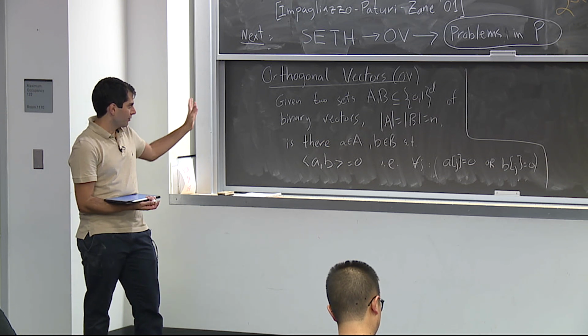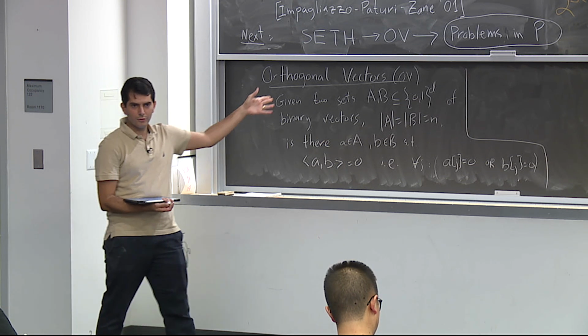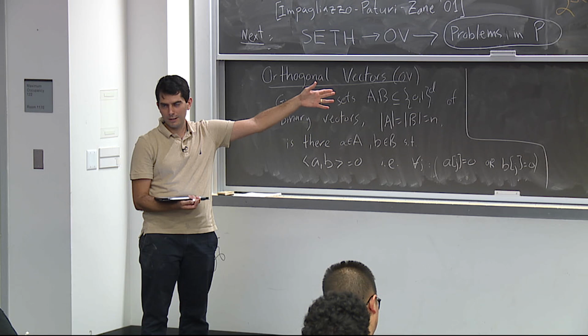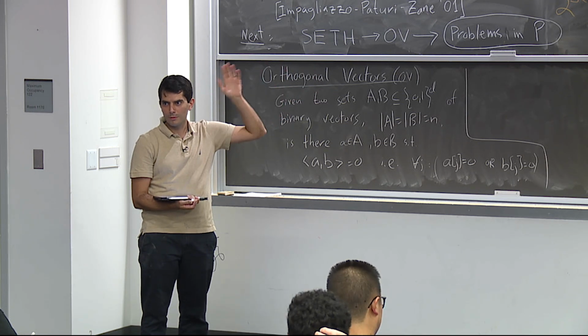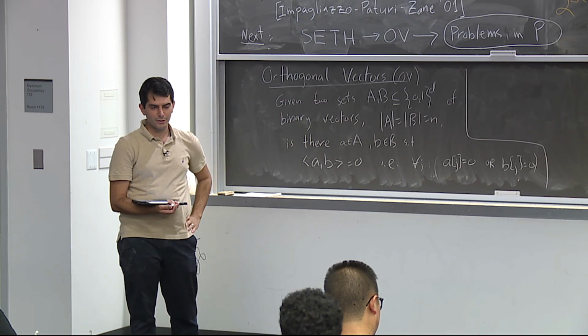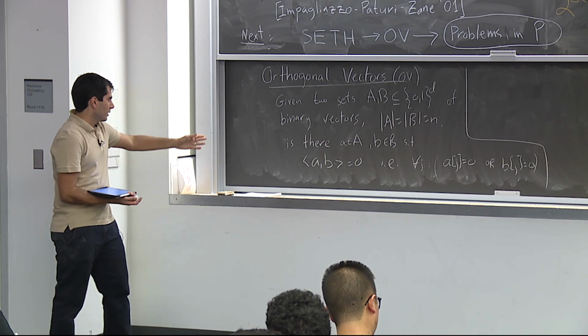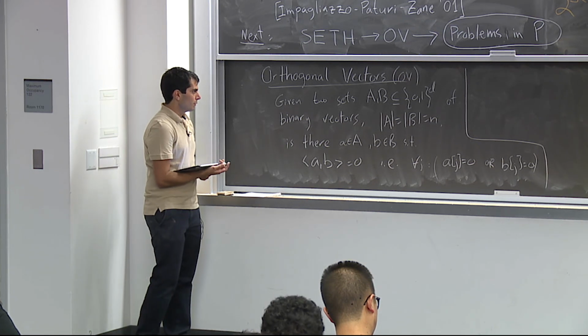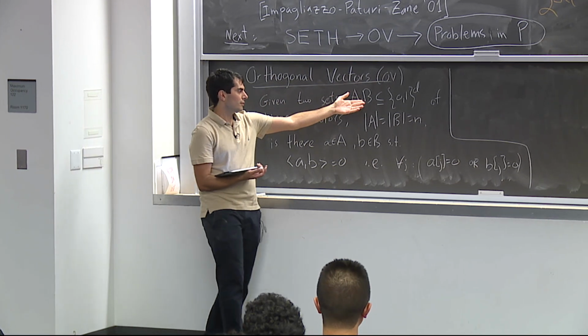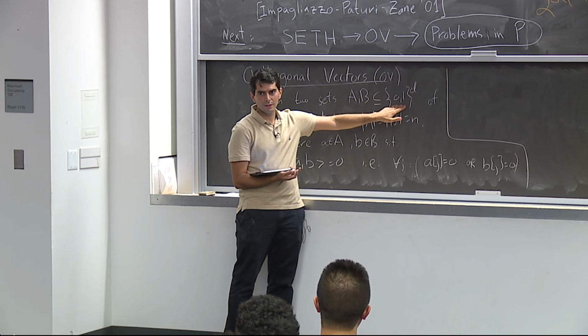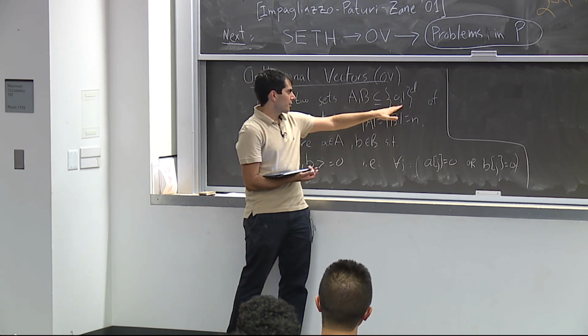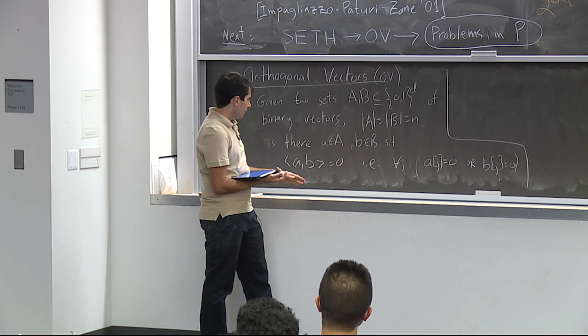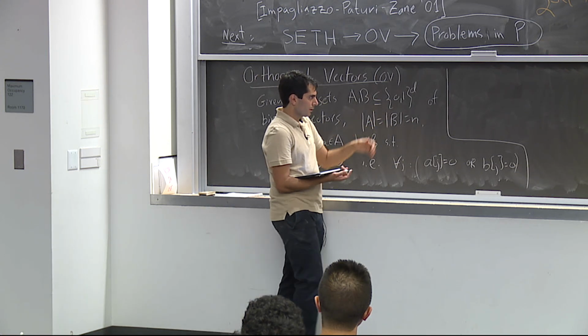So I'm going to define it in the standard way, and then I'm going to give you a different definition that I like a little bit better, as a graph problem. It will be extremely combinatorial. But anyway, here's the definition. You have two sets of vectors, but they're just binary, 0, 1. So it's really bit strings. They have some dimension d, and there's n vectors in each list.